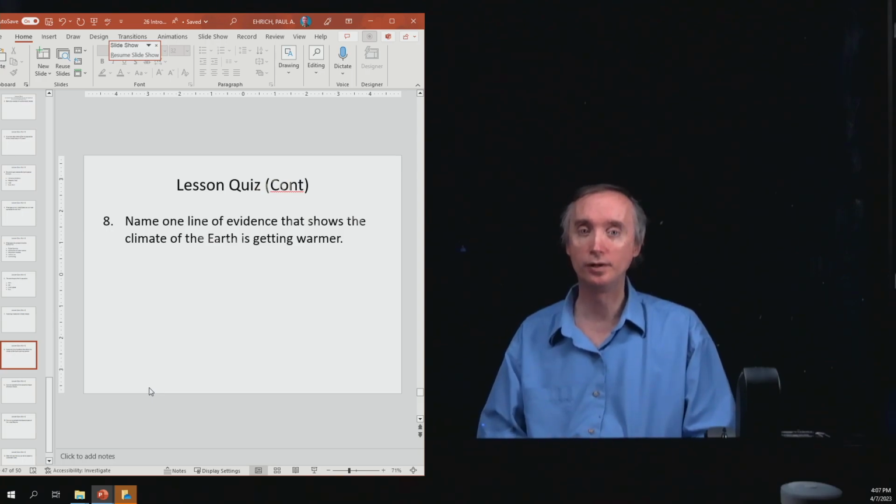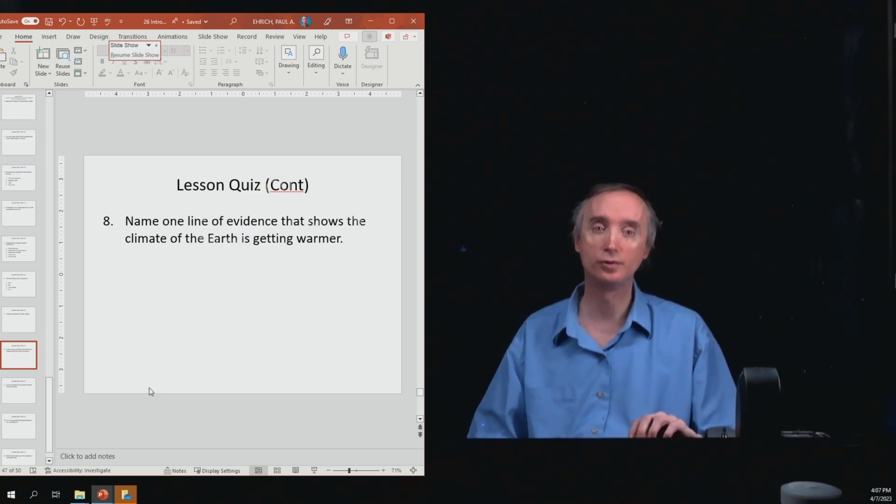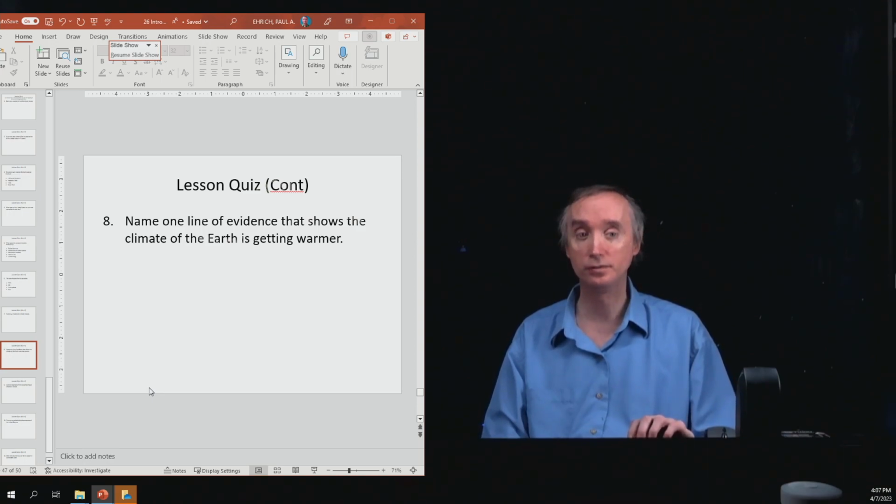Number eight, name one line of evidence that shows the climate of the Earth is getting warmer. So we mentioned pollen in sediments. We mentioned oxygen isotopes in water. We mentioned, for example, that the ice sheets are melting. We mentioned that there's more storms.